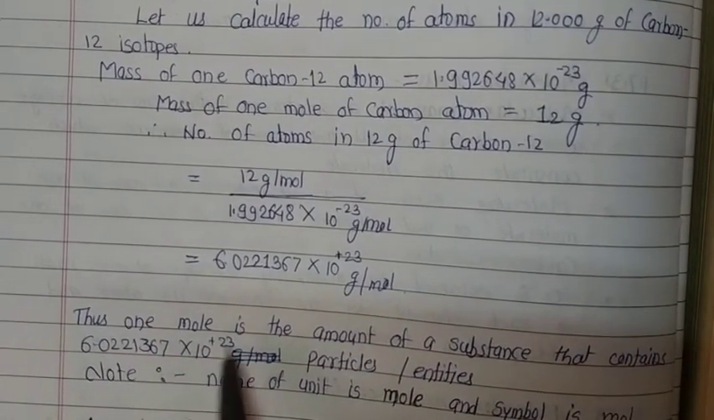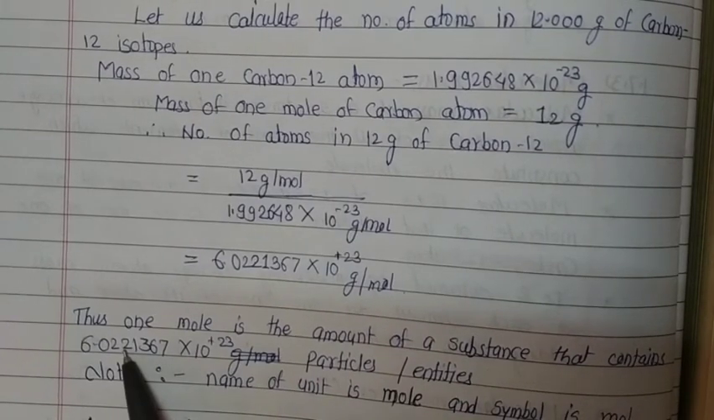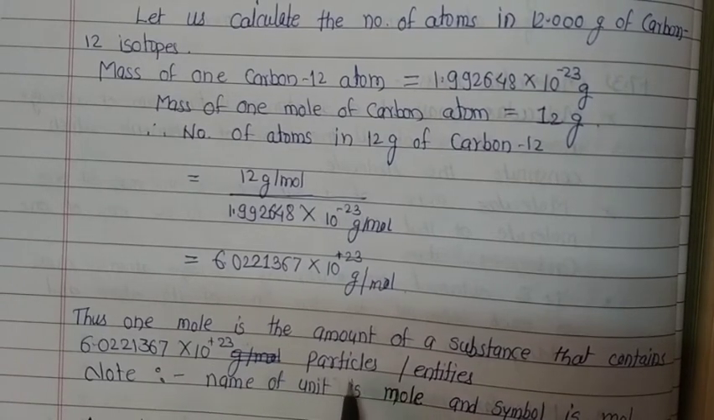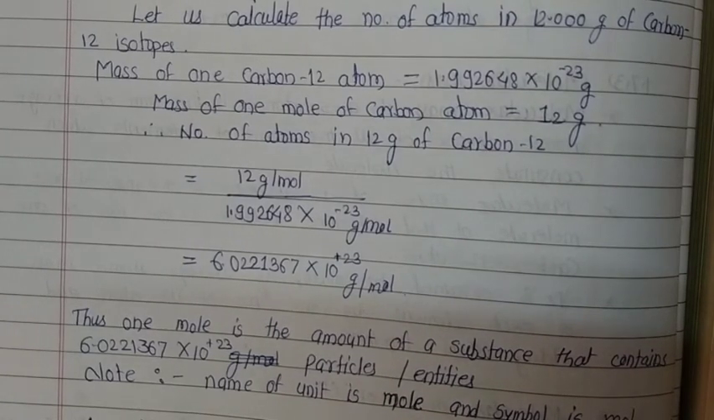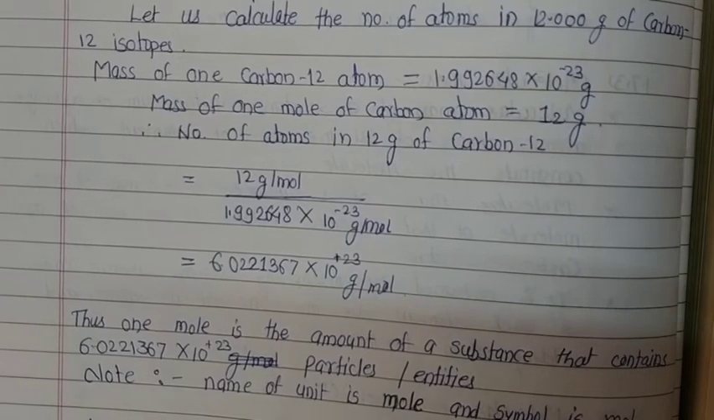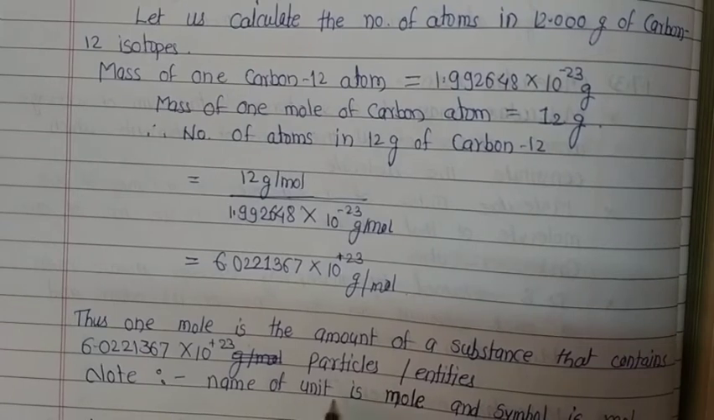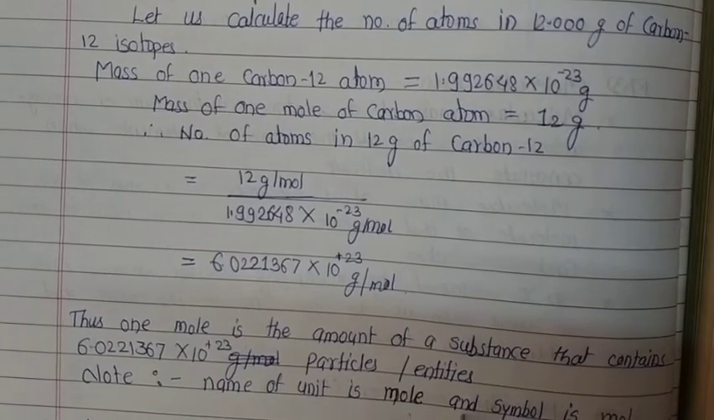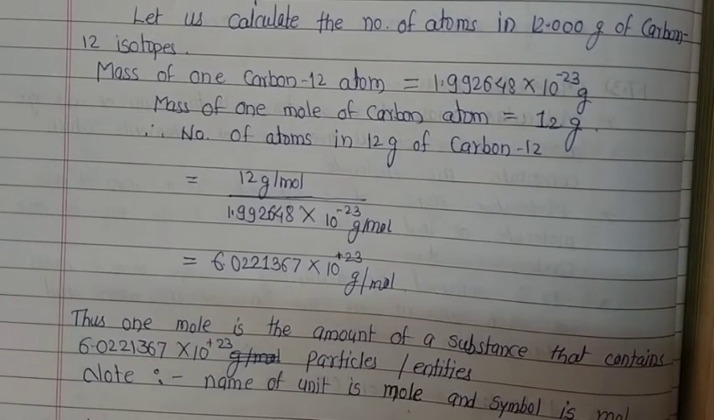Thus, 1 mole is the amount of a substance that contains 6.0221367 × 10^23 particles or entities. Particles are such as atoms, molecules or ions. Here one thing to note is that the name of the unit is mole, that is M-O-L-E, mole, and the symbol is mol.